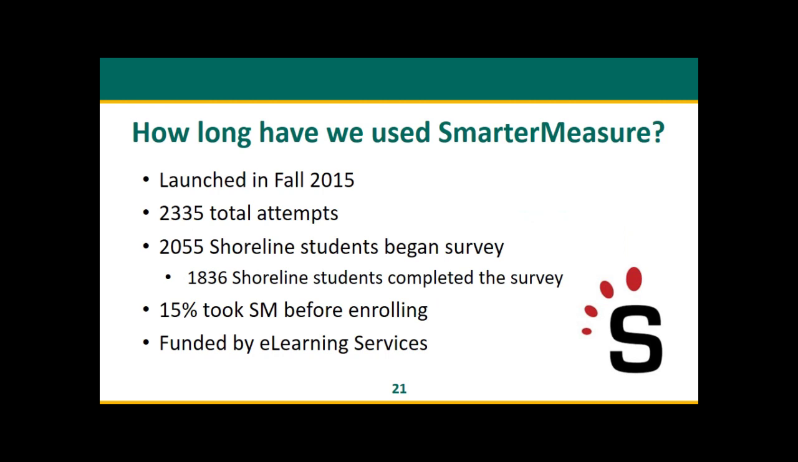Okay, so how long have we been using SmarterMeasure? We launched it in fall 2015. We have 2,300 total attempts, and we're going to show you some data coming from those attempts. Because it's open to the world, not all of those are Shoreline students or become Shoreline students.